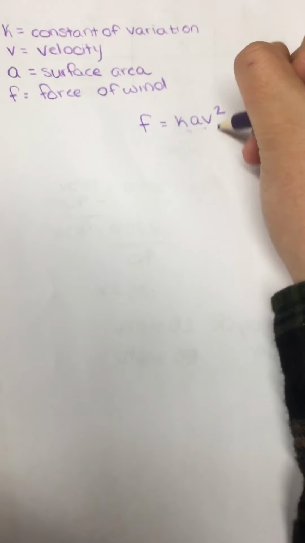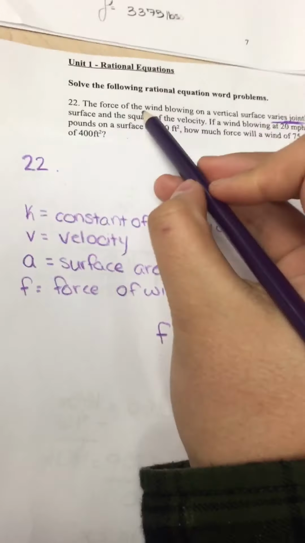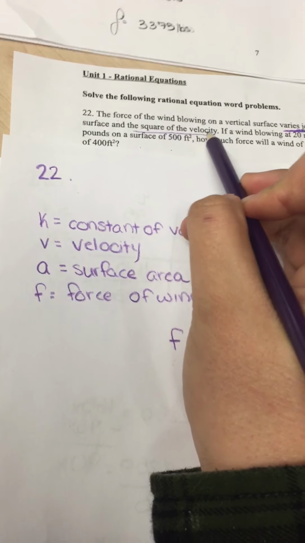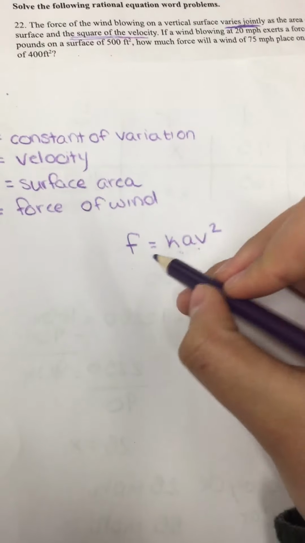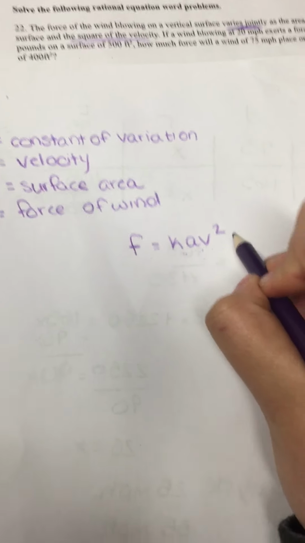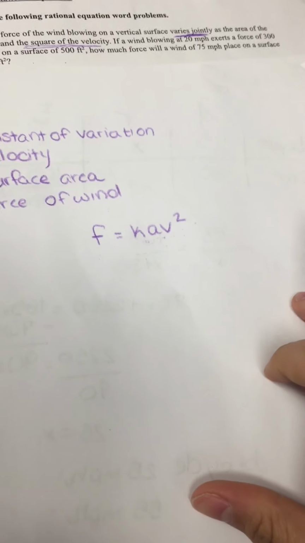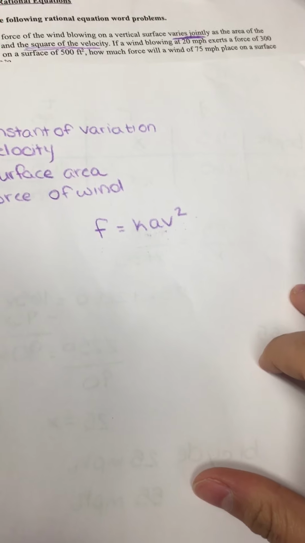And now we have velocity. The reason this is squared is because in the problem it says that it varies jointly with the square of the velocity. So we're going to square the velocity. So now we have F equals KAV squared. Now we look at the problem and we see that the wind is blowing at 20 miles per hour. So in order to solve for this, we're going to plug it in.